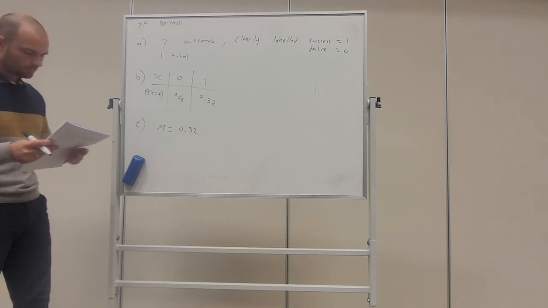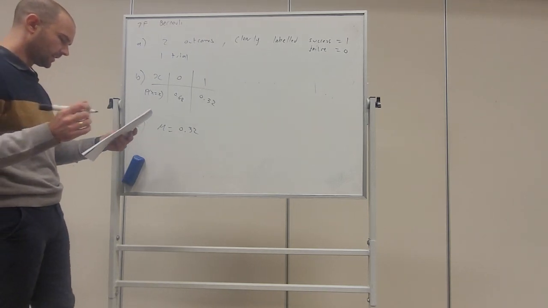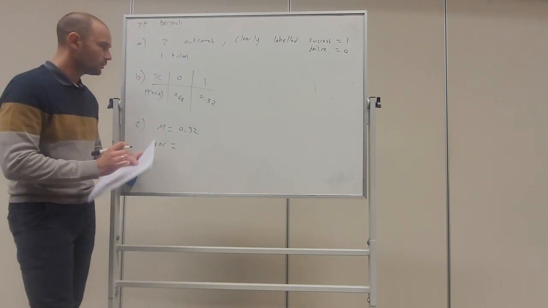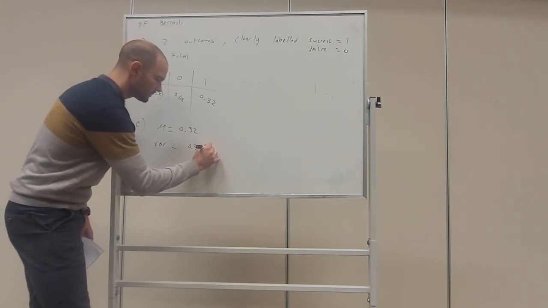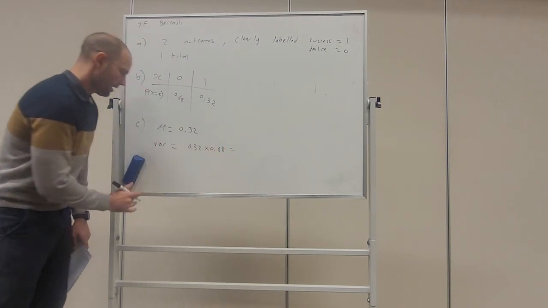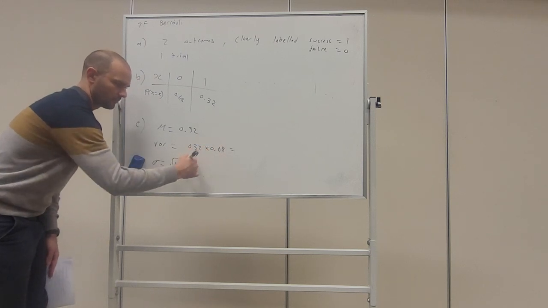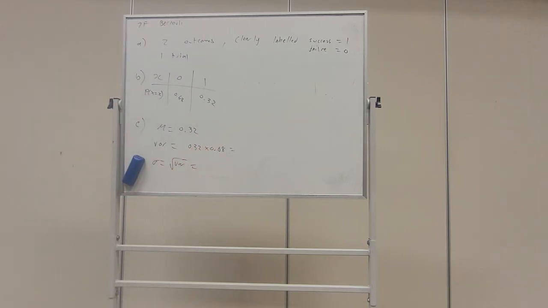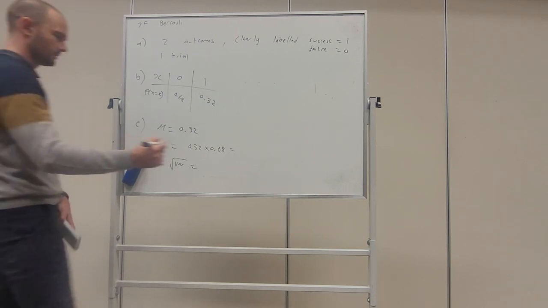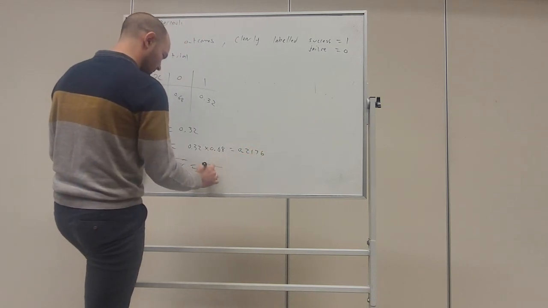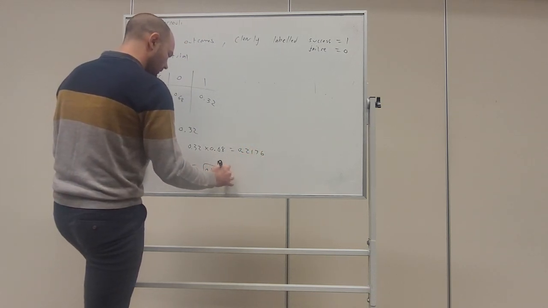Find the standard deviation. We have a formula here for the variance and the standard deviation. We'll do the variance first. The variance is just P times Q, so that's 0.32 times 0.68. And the standard deviation is just the square root of the variance, so it's the square root of our answer here. We'll evaluate those. 0.2176. Then the standard deviation will be the square root of 0.2176. Okay, very good.